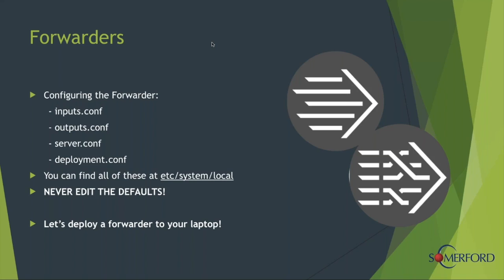What it would do is make the initial connection to the deployment server, and then you can do all the new configuration through the deployment server, so you can give it the inputs and the outputs using the deployment server, using the deployment apps. So it's a much easier process.